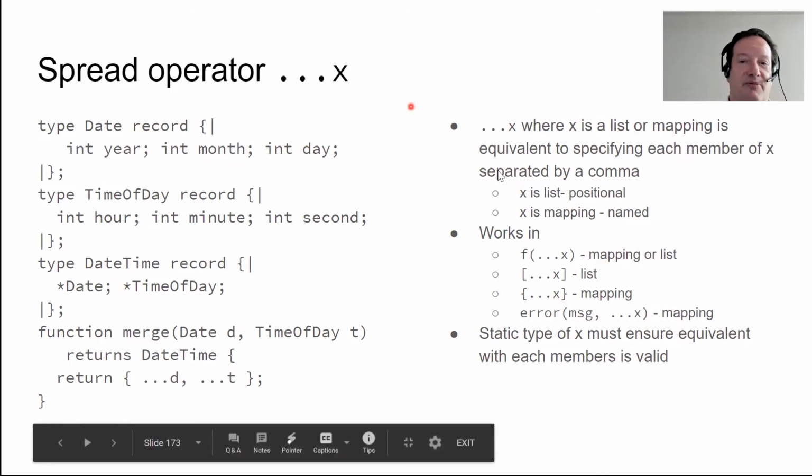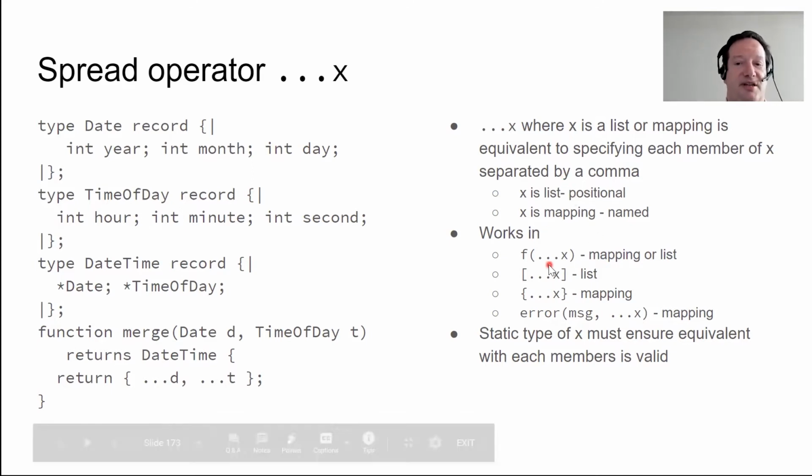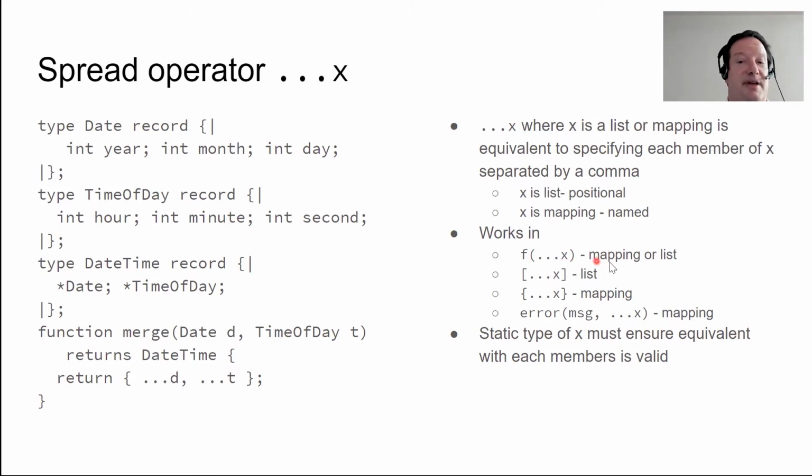And this spread operator works in a bunch of different contexts. You can use it with a function call, in which case x can be a list and you'll get the arguments positionally, or it can be a mapping and you'll get the arguments by name. We can use it in a list constructor, in which case this x must be a list. We can use it in a record constructor, in which case it must be a mapping. Or you can use it in an error constructor to stretch an error value, in which case x must be a mapping. So it works in a whole bunch of different situations in a uniform way.